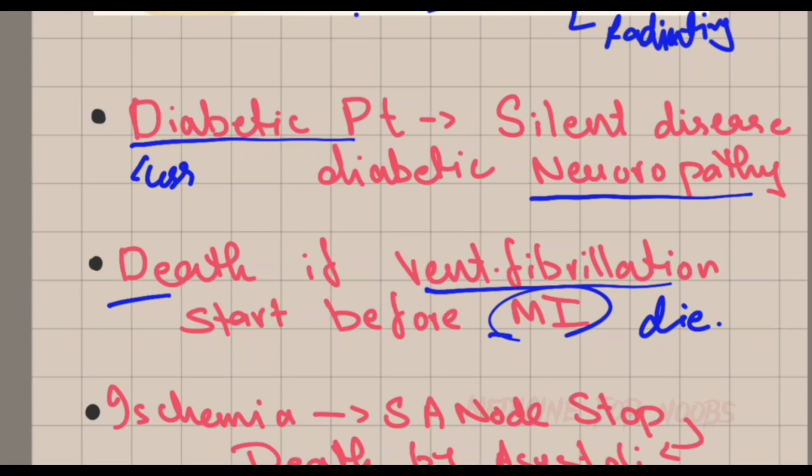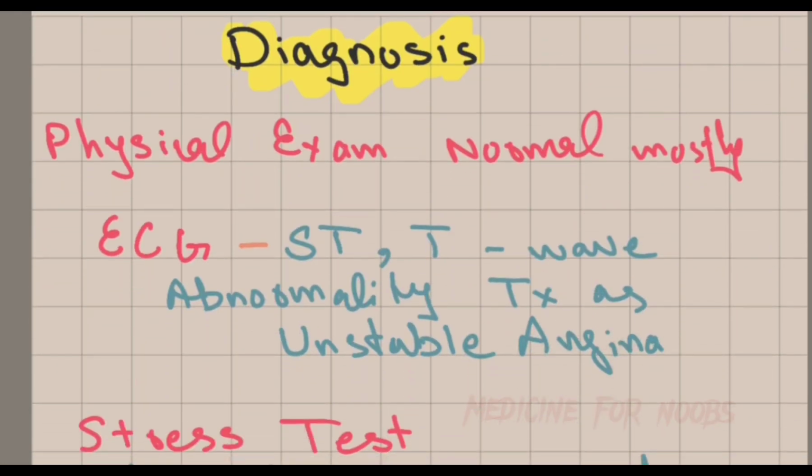If the ischemia is severe somehow and it causes a stop in SA node firing, then this will lead to the death of the person by asystole. Now the main thing that we study in medicine is the diagnosis. The diagnosis is commonly based upon the physical exam, which in most patients appears normal.